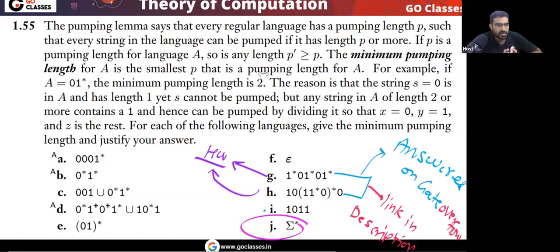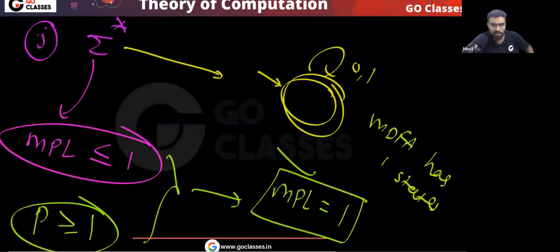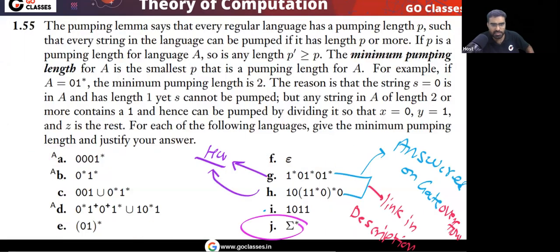Sri is asking, sir, in part B, had it been 10 instead of 001, then what would the minimum pumping length be? Part C, okay. You can take it as a variation in part C. So let's do the part C variation.